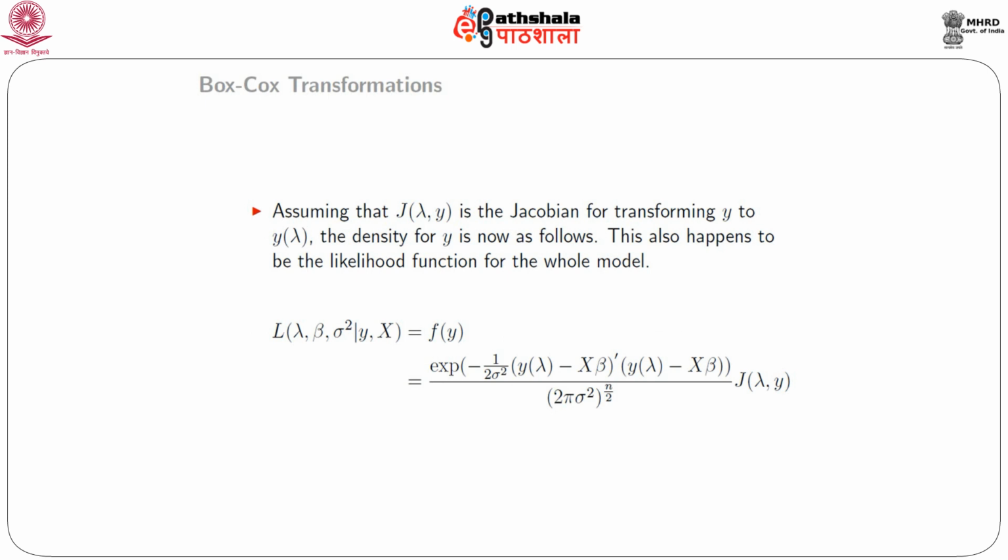Now, assuming that J lambda y denotes the Jacobian for transforming y to y lambda, the density of y now has the following form. This also happens to be the likelihood function for the entire model. The likelihood function now takes the form exponential of -1 over 2 sigma square times (y lambda minus x beta) prime times (y lambda minus x beta), divided by (2 pi sigma square) whole to the power of n over 2, times J lambda y, where J lambda y is the Jacobian of transforming y to y lambda.